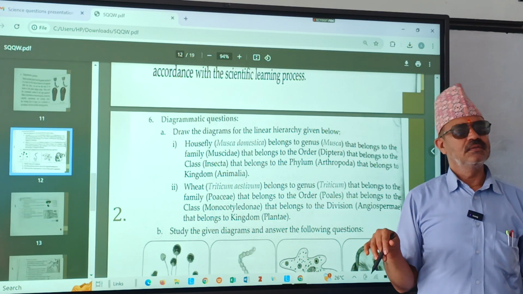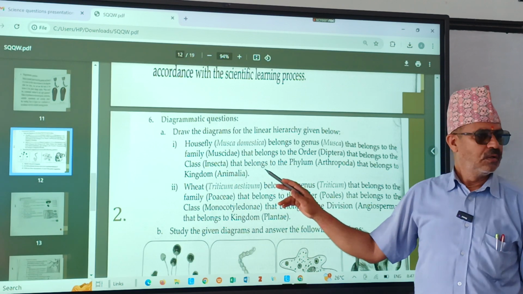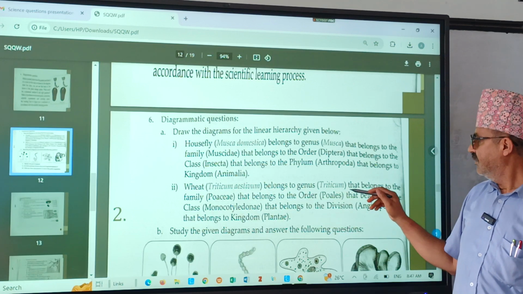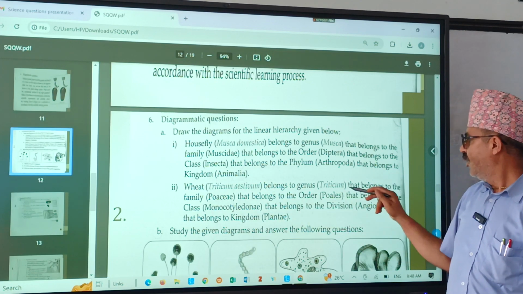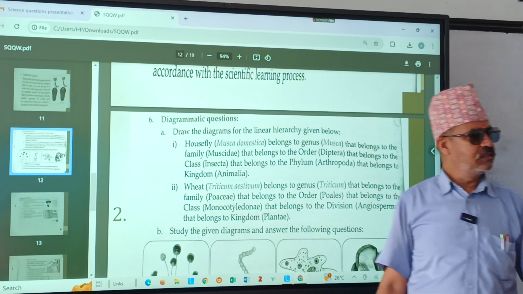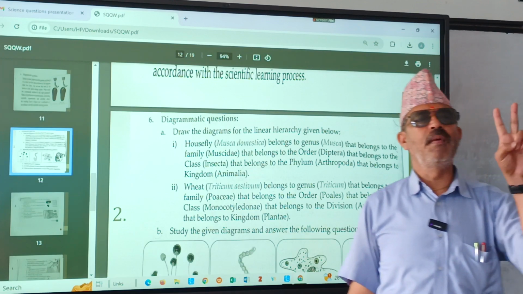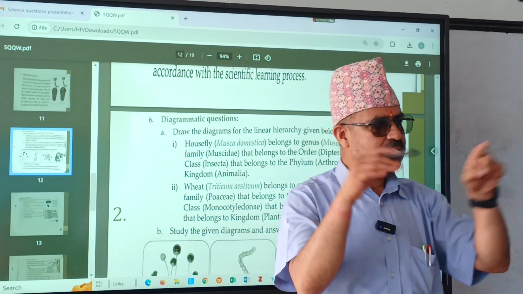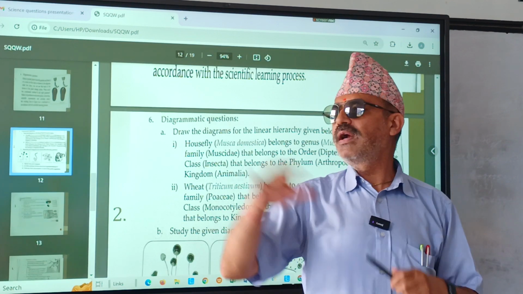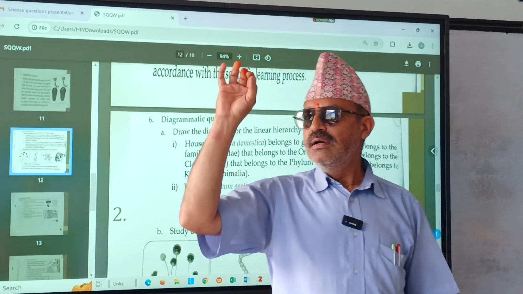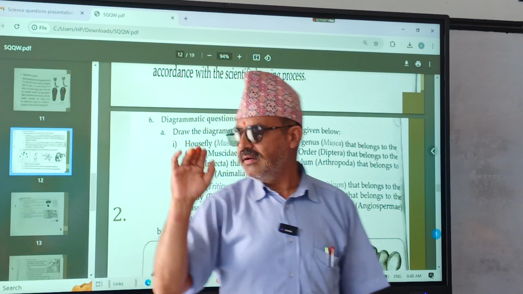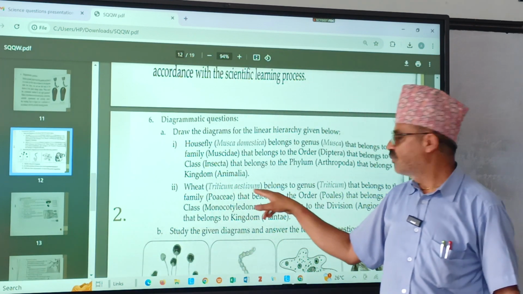You have to make a chart. Or if it is given wheat, then what to write first? Aestivum, triticum, then poaceae, poales, monocotyledon, angiosperm, and plantae. These two questions can be given for 4 marks. So you have to make that pyramid and write. That will not be given. Simply what may be given? Write the taxonomical hierarchy of Musca domestica, or write the taxonomical hierarchy of Triticum aestivum.